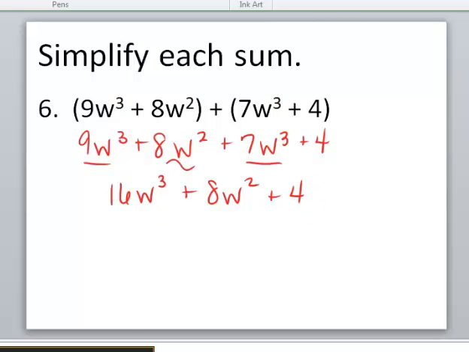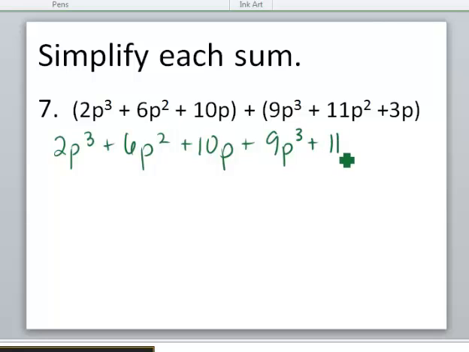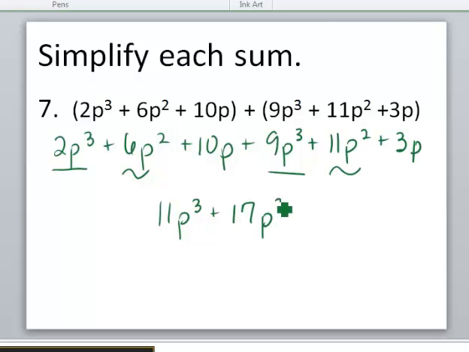And my next one, this is my last sum problem. So I will again rewrite everything without the parentheses because it's like I'm distributing a 1 through, and I'm distributing a 1 through again. So I end up with exactly what's inside the parentheses. So 2p cubed plus 9p cubed is 11p cubed. Then I have 6p squared and 11p squared, which would be 17p squared. And the last one, 10p and 3p, gives me 13p.